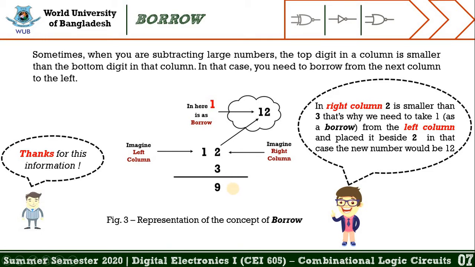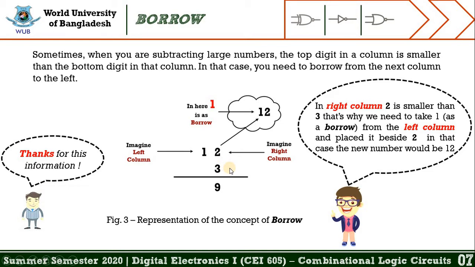Just focus on the figure. You may find there are two columns. One is the right column, and you need to imagine that column. In the right column you may find two numbers. The top digit is 2 and the bottom digit is 3. In the left column you may find just one digit, which is 1. If we subtract the bottom portion from the upper portion, then we may face difficulty, because in the right column the top digit is 2 and the bottom digit is 3, and 2 is smaller than 3.